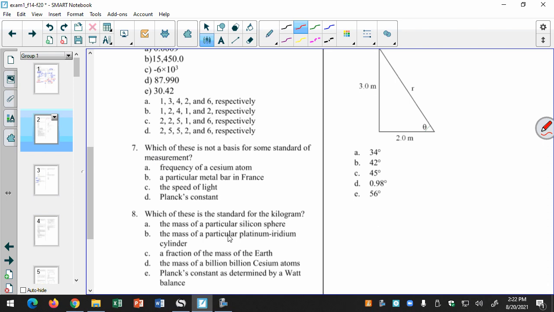The questions about standards, you need to know what makes a standard appropriate: accurate, accessible, and unchanging. We talked about that on day 1. And you need to know what the standards are for mass, length, and time, as well as what units we use, the MKS system.